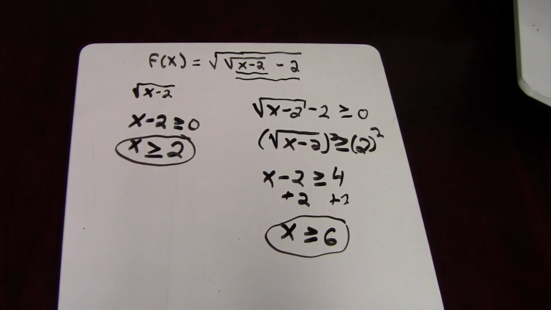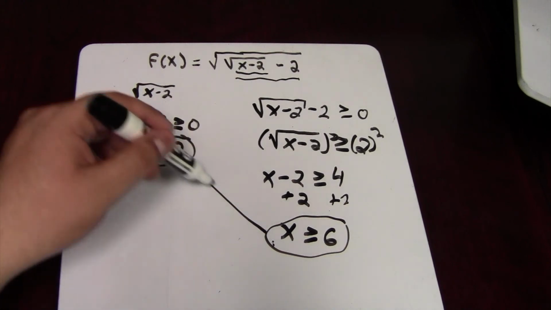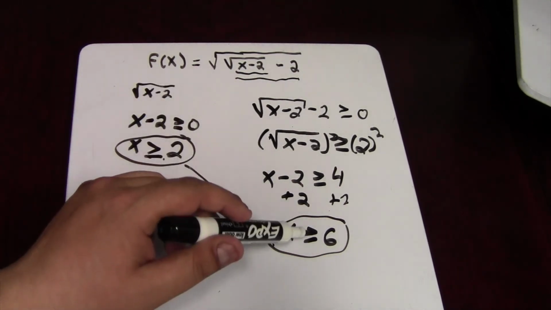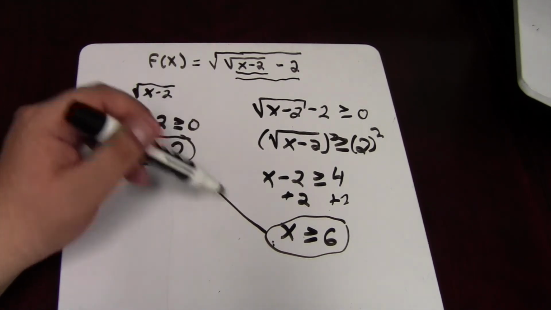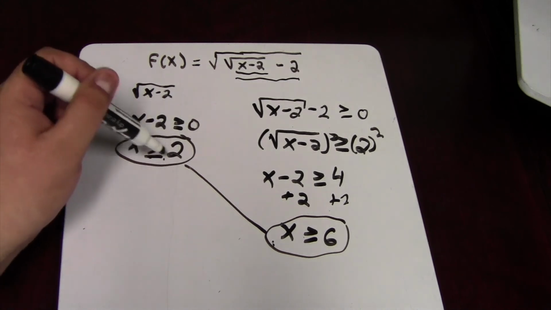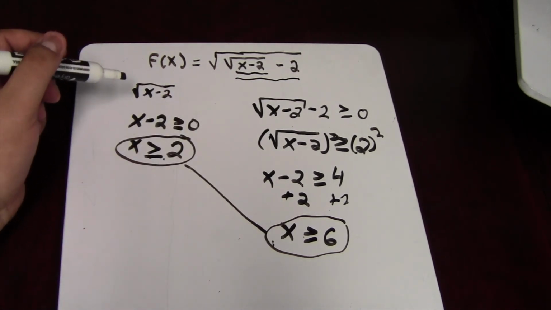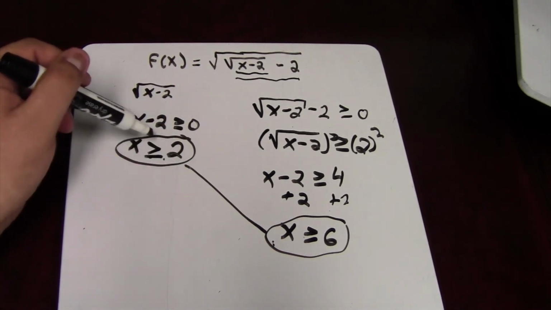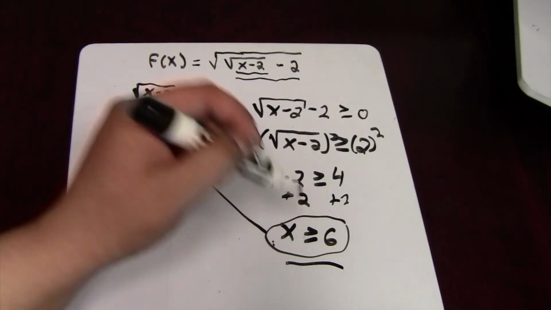Now why does it matter what we have here? Well, we have to satisfy both of these conditions here. So x needs to be both greater than or equal to 2, and it also needs to be greater than or equal to 6, in order for this to be in the domain. In order for something to be in the domain, it needs to be both greater than or equal to 2 and greater than or equal to 6. Now the only values that are going to be greater than or equal to both of these are the ones that are greater than or equal to 6.